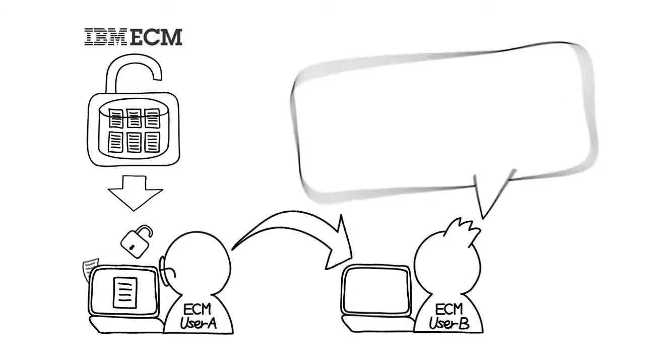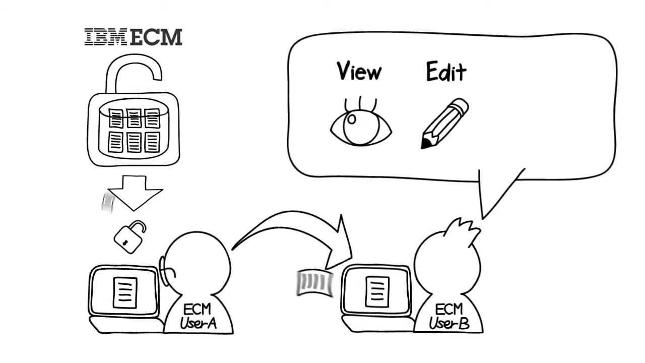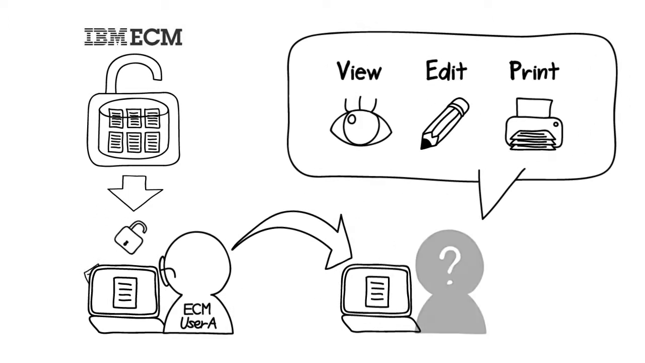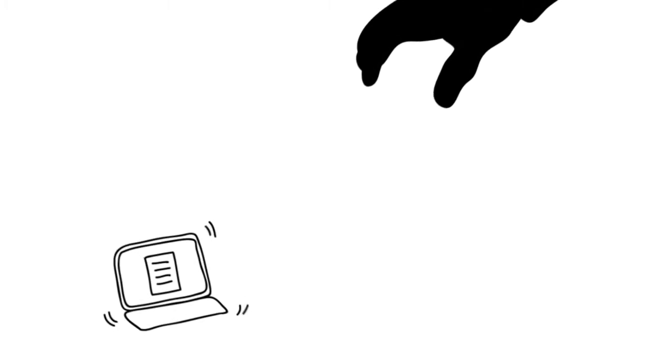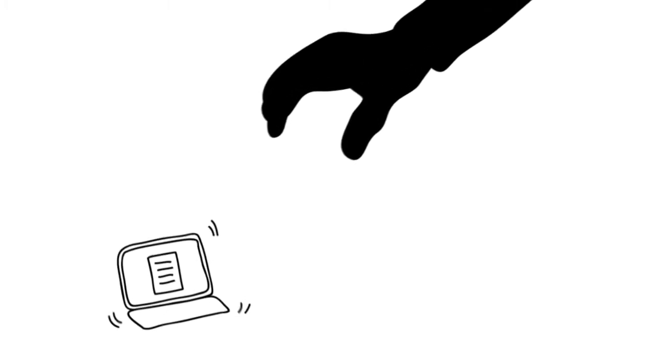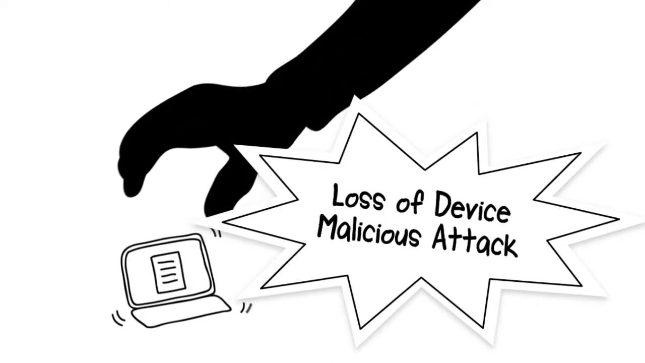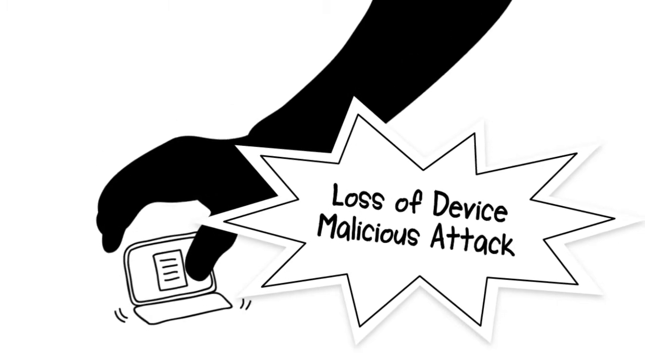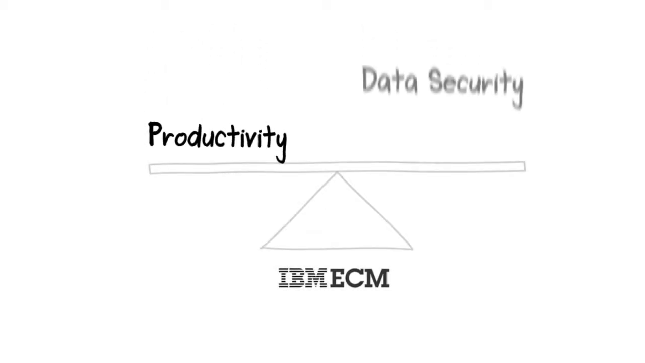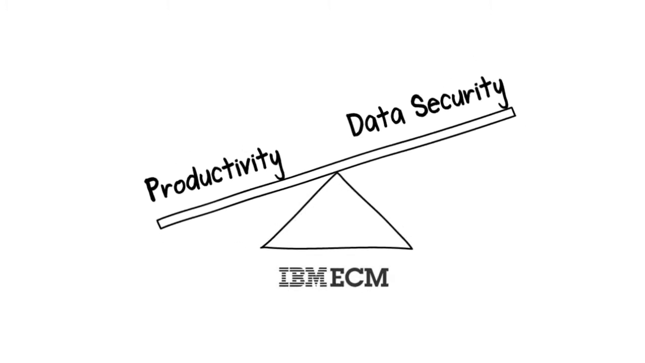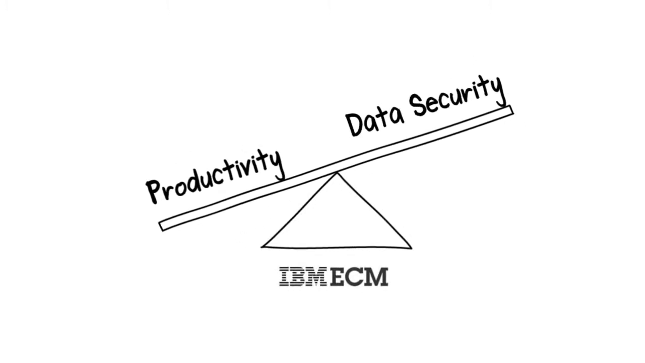The documents can also be sent to any user, and they can access the documents with no restriction. Data loss can also occur when someone loses a device or through malicious attack. ECM is a great tool to store, collaborate, and manage data, which helps organizations to raise productivity. However, once content is outside of ECM, the content could be vulnerable to security breaches.